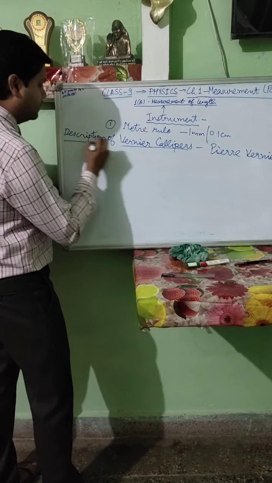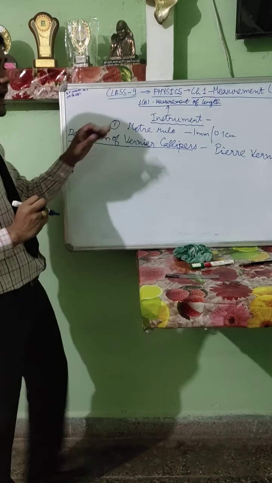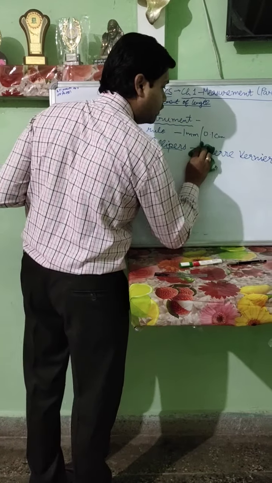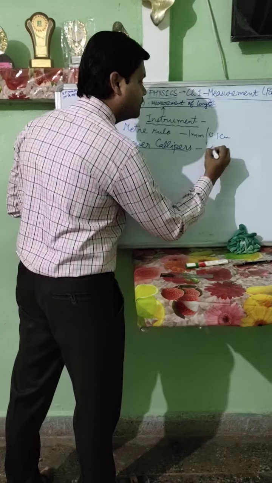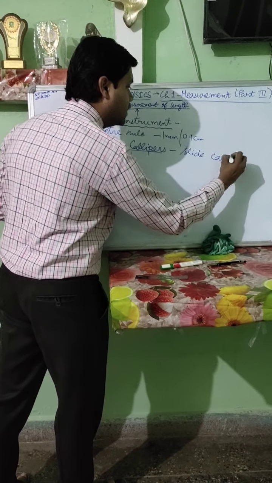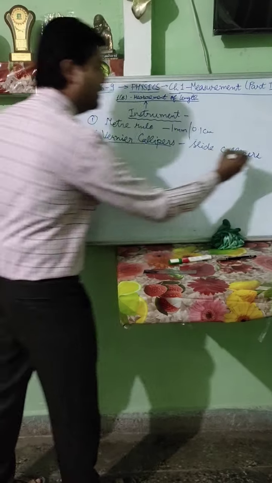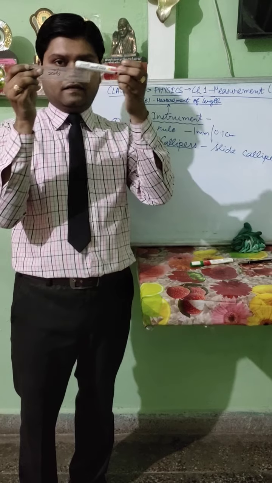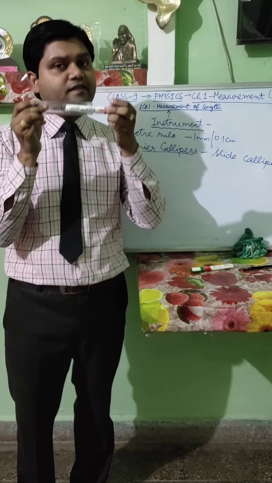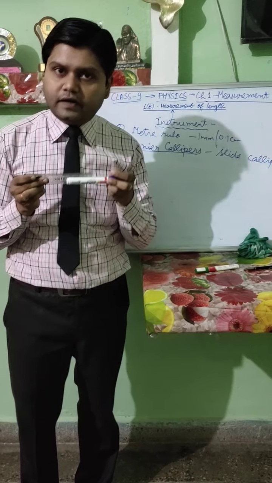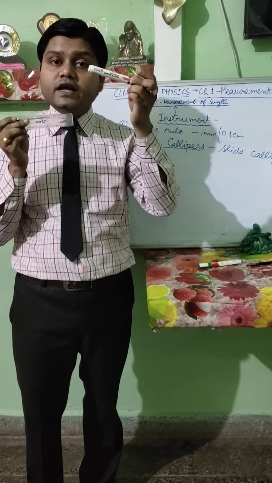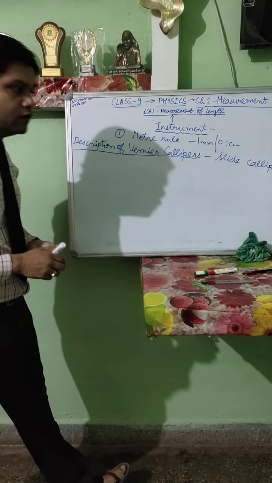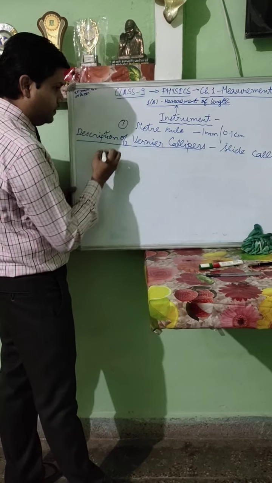Description of vernier calipers. Vernier calipers is also known as slide calipers. Why is it known as slide calipers? Because it can easily slide over each other. Slide means move over each other like this. I have already told you that the main scale is a fixed scale and the vernier scale is a movable scale. Therefore, the vernier scale can be slid over the main scale, and therefore these calipers are also known as vernier slide calipers.